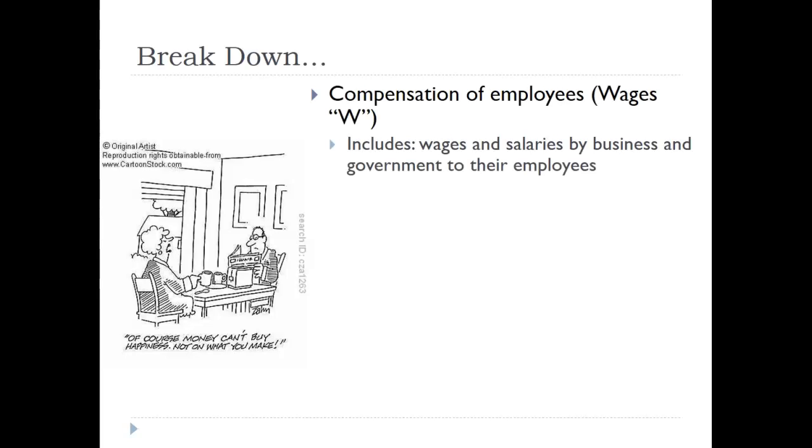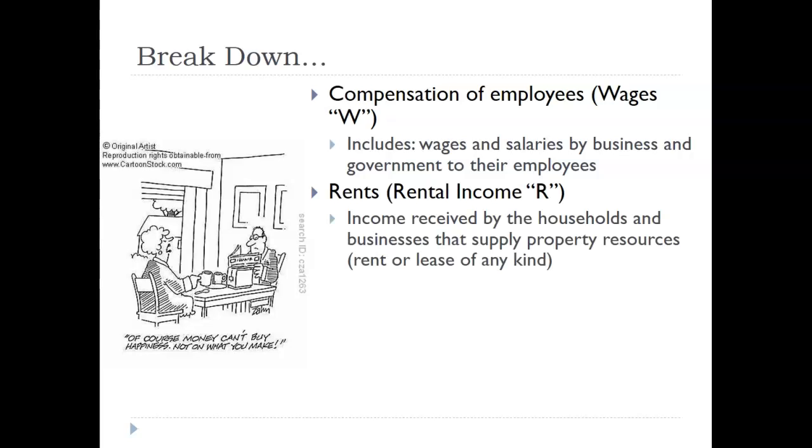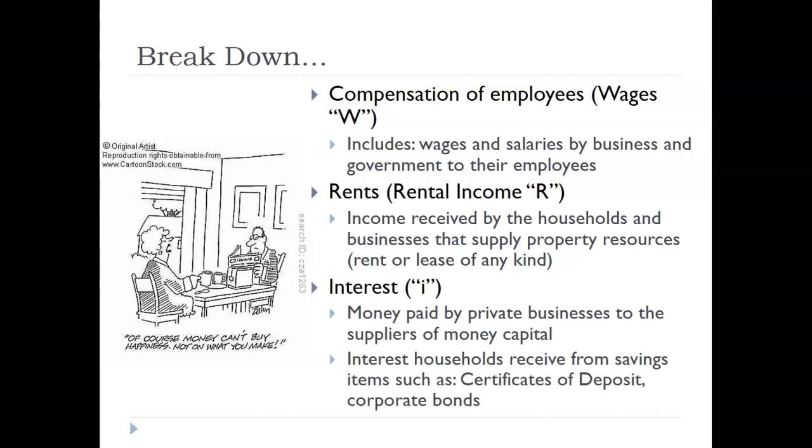So let's break these down a little bit. Compensation of employees, the wages, this one's pretty straightforward. Wages and salaries paid by businesses and government to their employees. Again, that's pre-taxation. Rental income, income received by the households and businesses that supply property resources, rents, or leases. Interest, money paid by private businesses, banks paying the interest they owe on the savings, to the suppliers of money capital, financial capital, just money you invest. Interest households receive from savings items such as certificates of deposit.